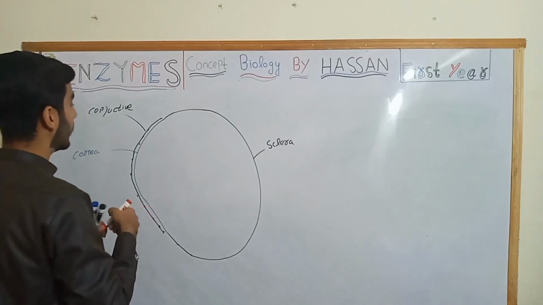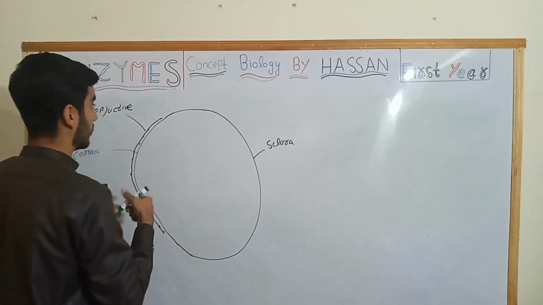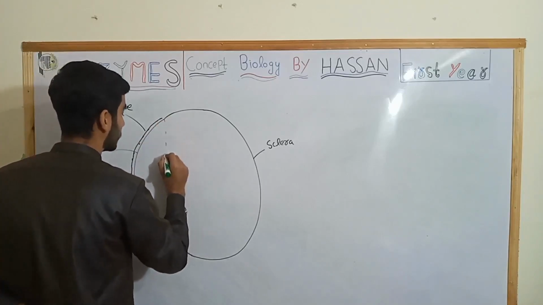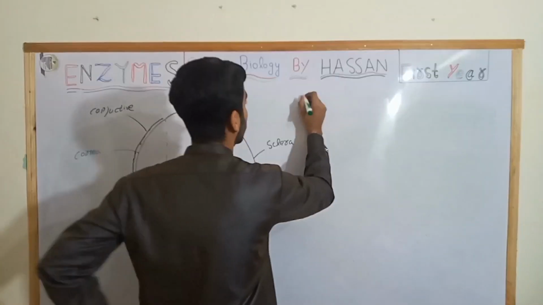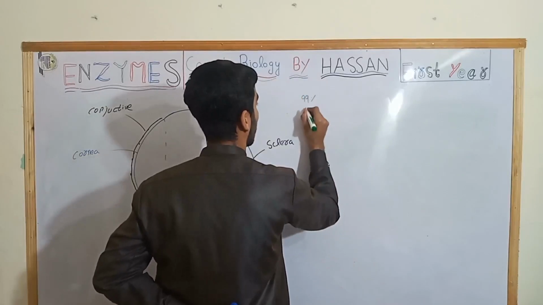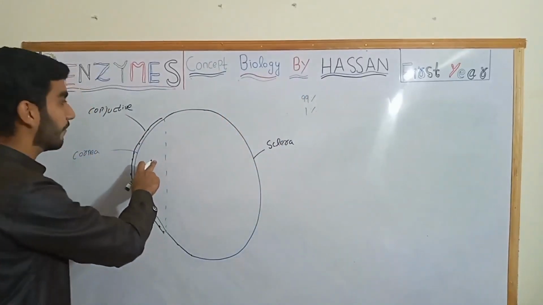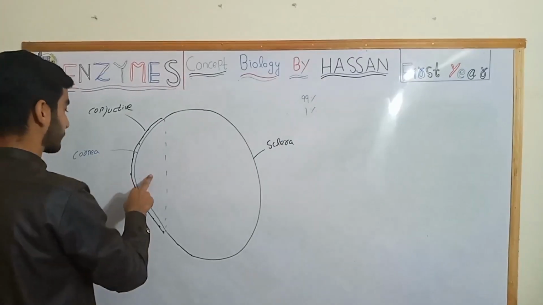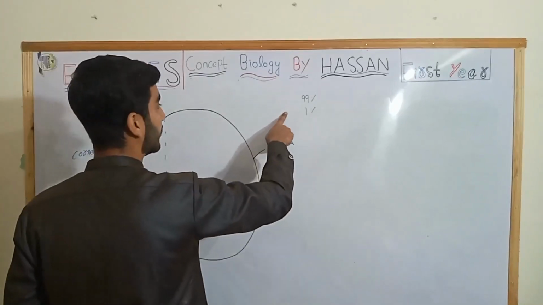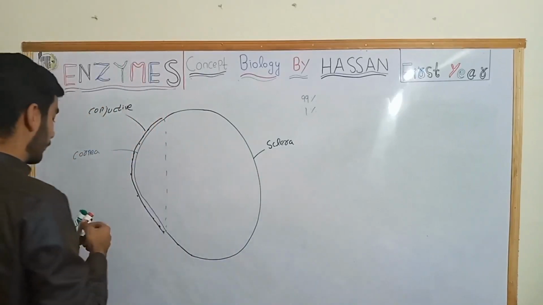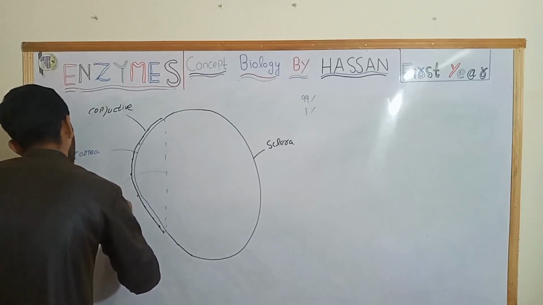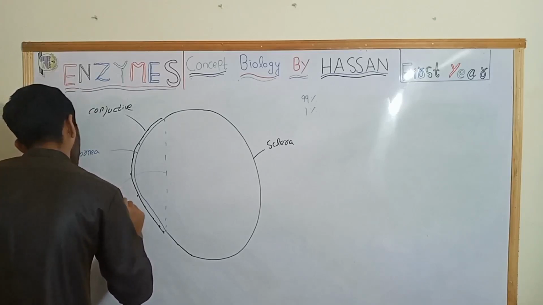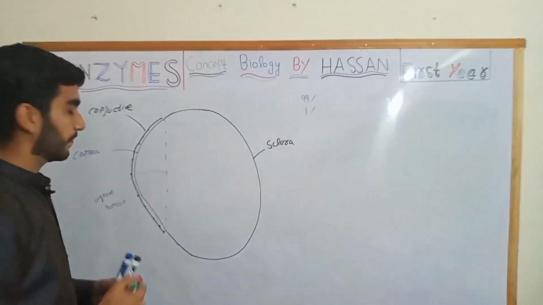Next, there is a watery layer present. This region contains 99% water and 1% nutrition. This is a very important part of our human eye. We call it aqueous humor. You know that the word aqueous means water.